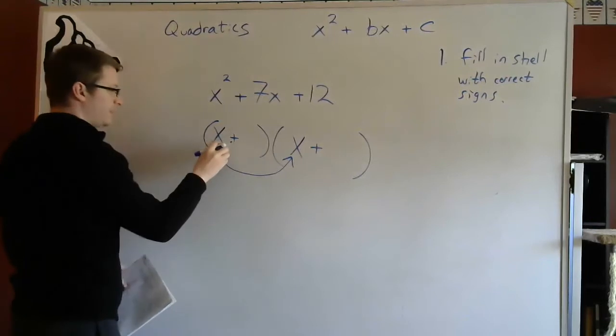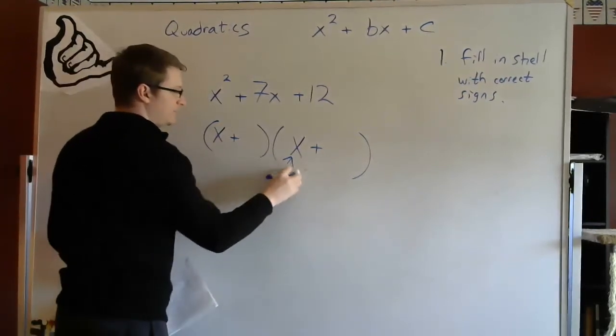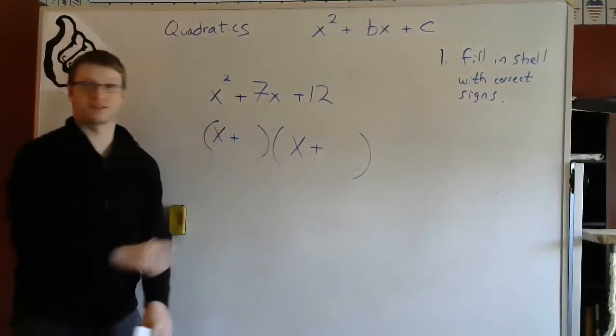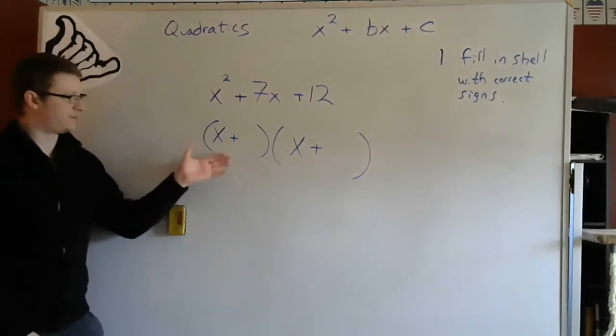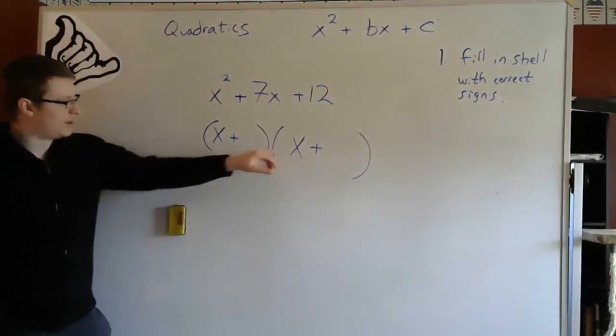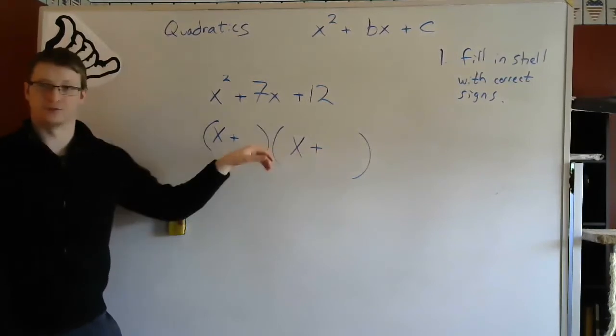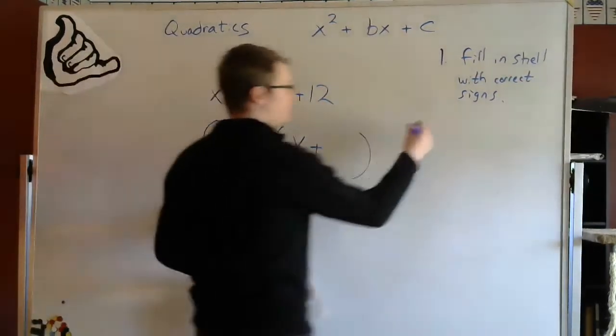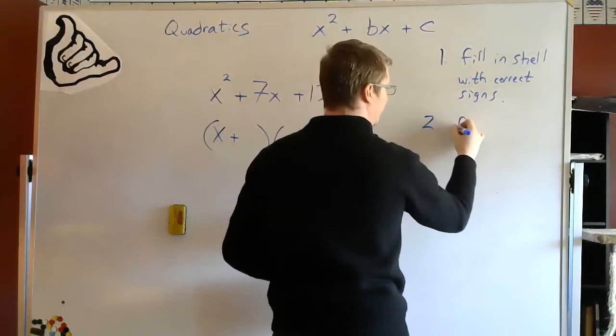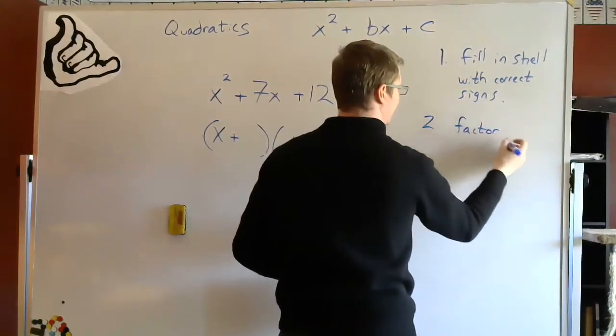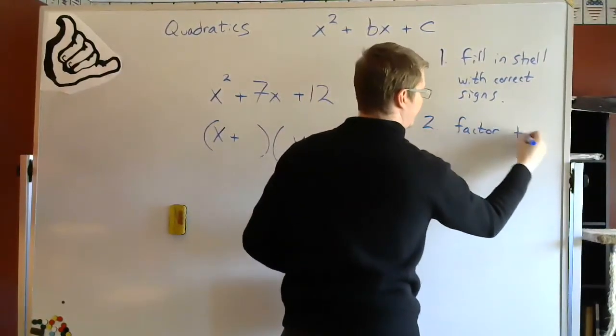So we're always going to get in the habit here of filling in just these x's, x and x, at the start. This is my shell. I need to know what numbers will go in here, though, as well. And this is where we have step 2. What we're going to do is we're going to factor the C term.